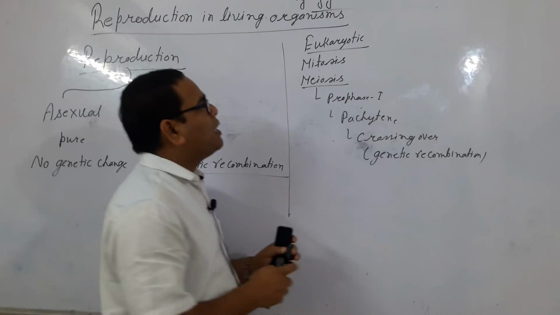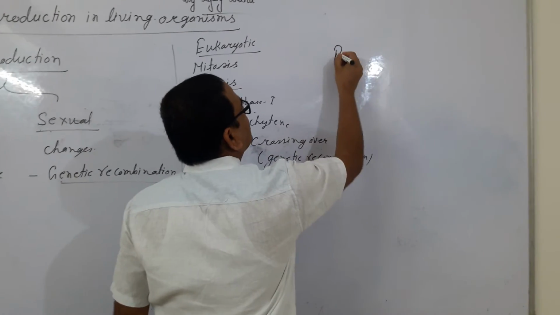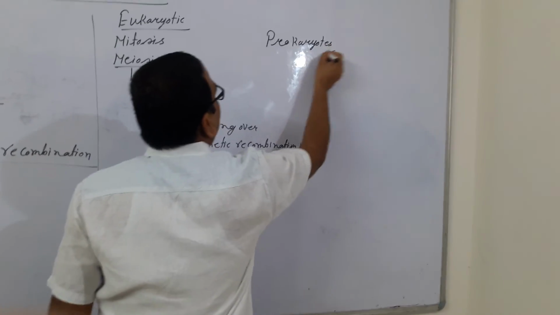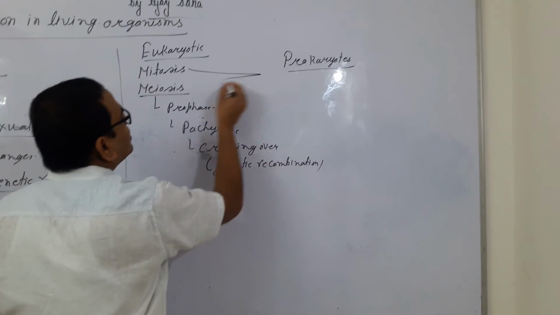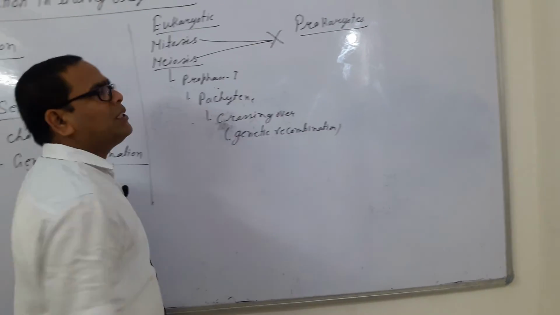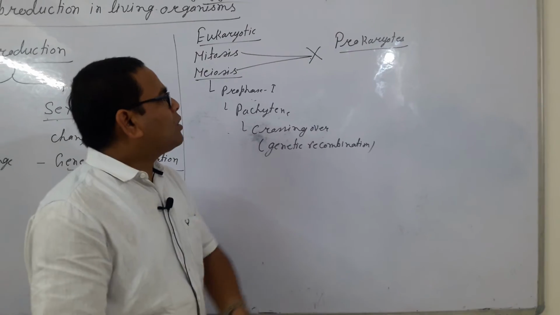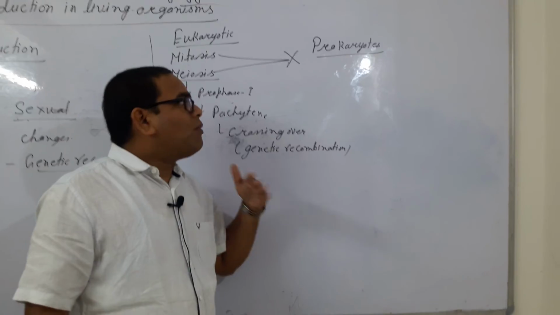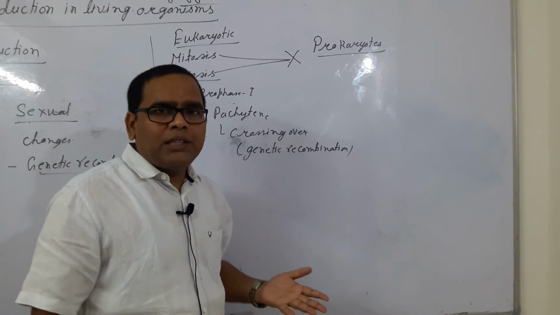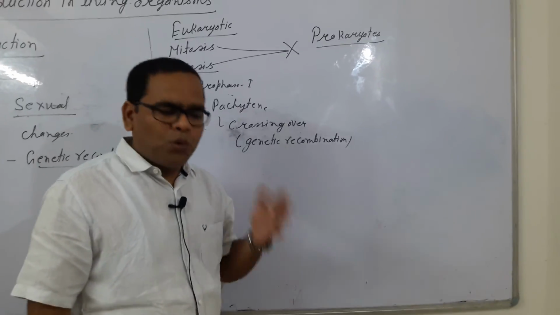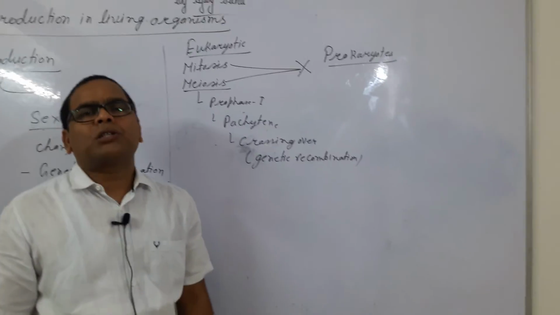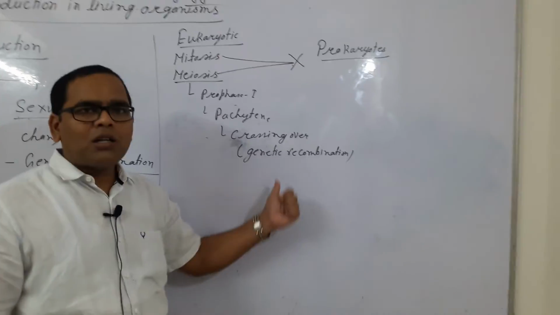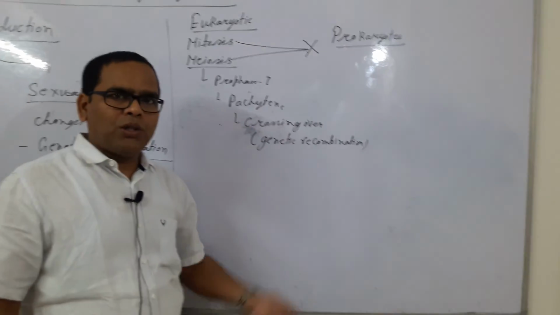But suppose we take the example of prokaryotes. In prokaryotes there is no chromosome. As there is no chromosome, there is no chance of mitosis and meiosis. Means meiosis cannot take place in a prokaryote. Then how can we define, what should we conclude? Is there no sexual reproduction in prokaryotes? No, definitely there is sexual reproduction in prokaryotes as well. But the process will be different. It is not crossing over, it is not meiosis.